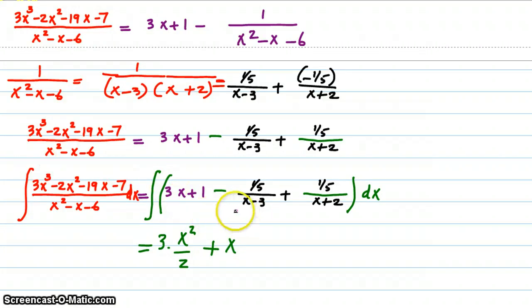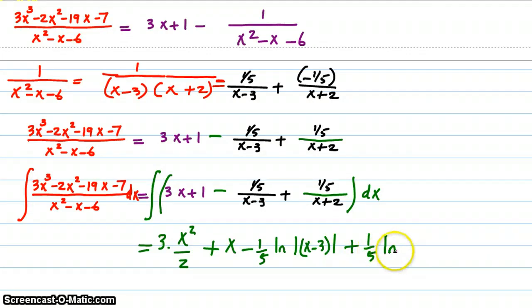And to integrate this term here, that would be negative 1/5 ln absolute value of x minus 3, and the last term would be plus 1/5 ln of absolute value of x plus 2, and of course there would be a constant of integration too. We can write plus C.